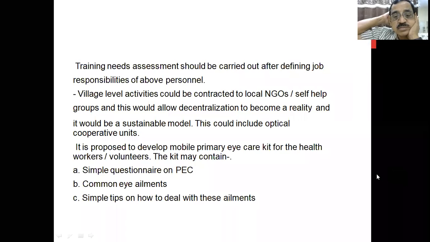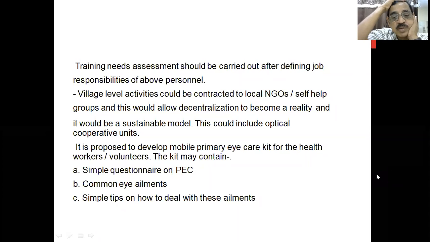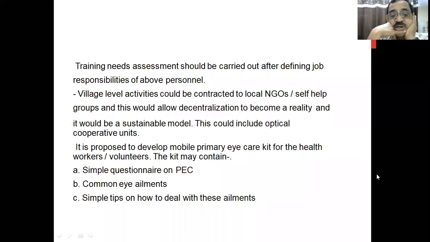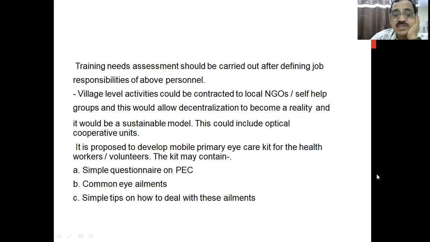This includes optical cooperative units. It is proposed to develop a mobile primary eye care kit for the health workers and also volunteers. The kit contains a simple questionnaire on primary eye care and common eye ailments, and also simple tips on how to deal with these ailments.